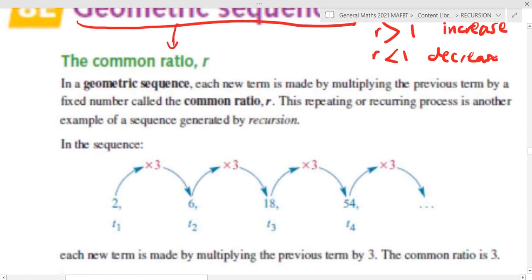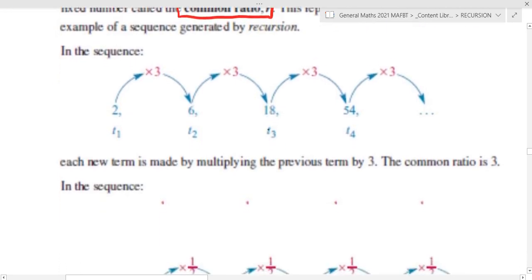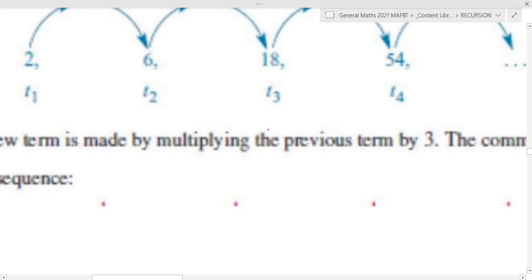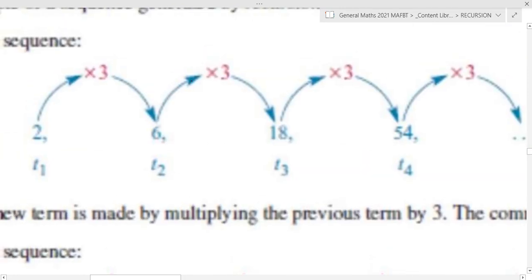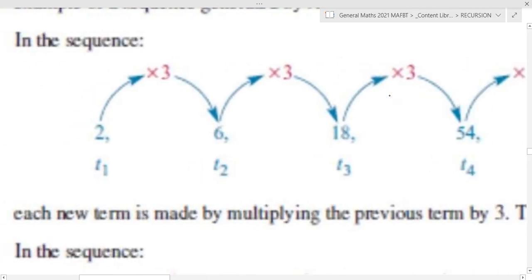In your geometric sequence, each new term is made by multiplying with the previous term, and that number that you multiply with is called your common ratio, as we have discovered. And repeating that will generate a recurrence relation or a sequence. So here's a sequence, for example. Term 1 is 2 and the common ratio is 3. To get the next number, it's going to be 2 times 3, which gives you 6. And then you repeat the process. 6 times 3 gives you 18. 18 times 3 is 54, and so on and so forth.